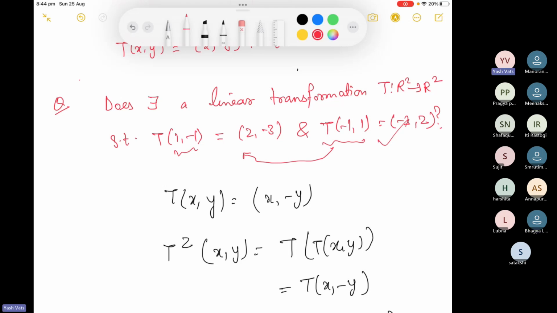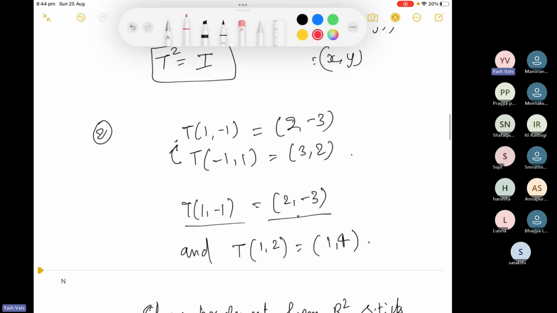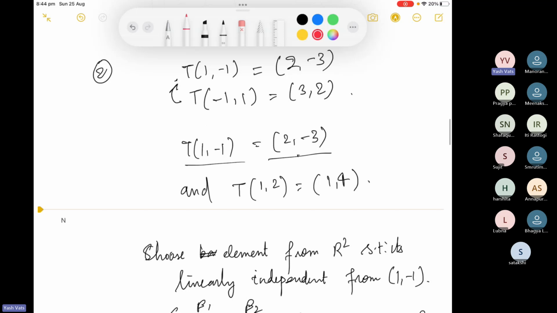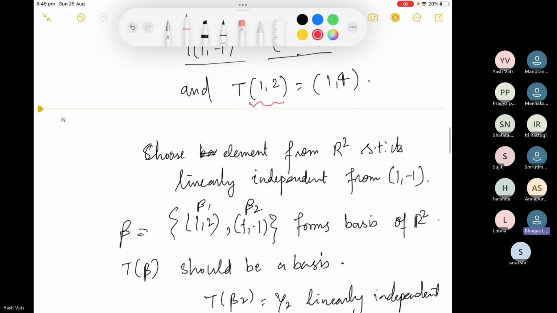So what you do is you select a basis. You want to frame a basis for R2, and T is defined only at one point. So you can define T on another point which is linearly independent from (1, -1). So I've selected (1, 2). If you are given a function only at one point, you can define it on another point which is linearly independent from the first, and together they form a basis of R2. There is a theorem that if you define such a function on the basis elements, then T is a linear transformation.